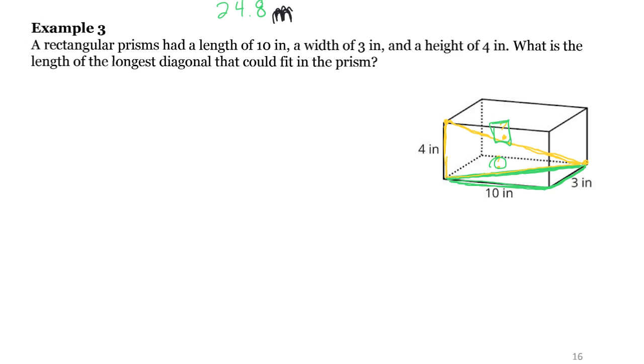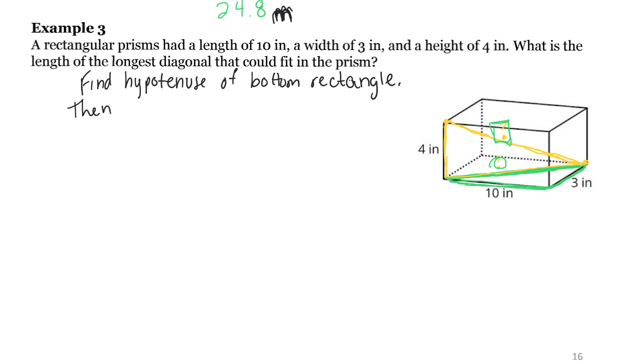Okay, so hopefully that makes some sense. So let me write that down first. So we find the hypotenuse of the bottom rectangle, that base rectangle. Then that will become a leg of the longest distance. Right.